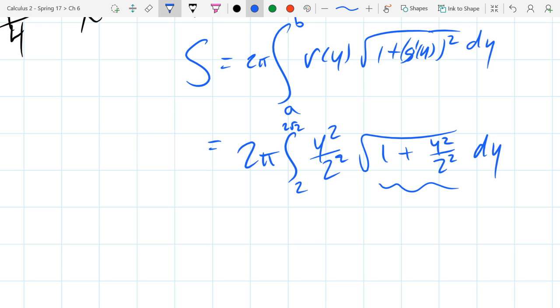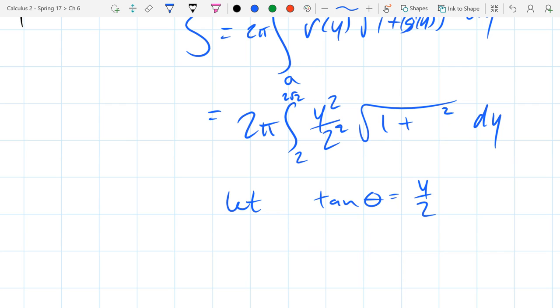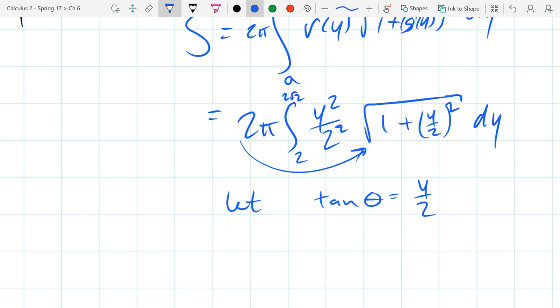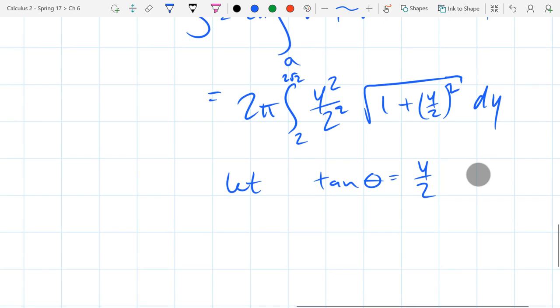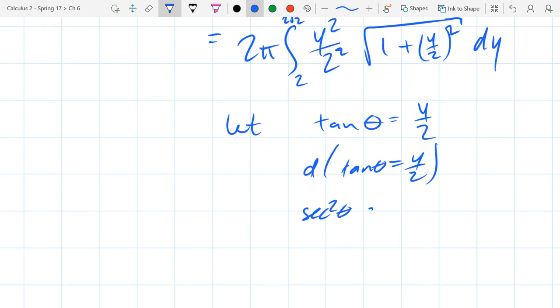Trig sub with tangent. So if you leave it in the form that it's in, right here, you can let tan theta equal y over 2. Because if I rewrite this, this is y over 2 whole thing squared. So in this form, you would say tangent is this y over 2, or you could multiply a 2 inside, and then you can change it around, so it would be 2 squared plus y squared, if you want. So there's tangent, take the derivative of this whole thing. So the derivative of tangent is secant squared theta d theta equals 1/2 dy.